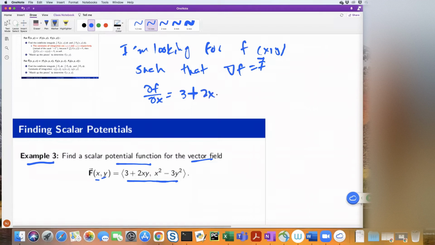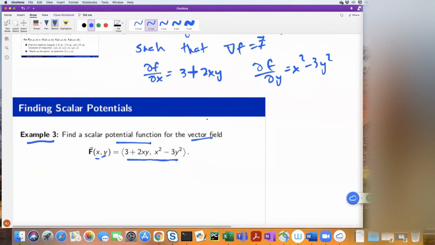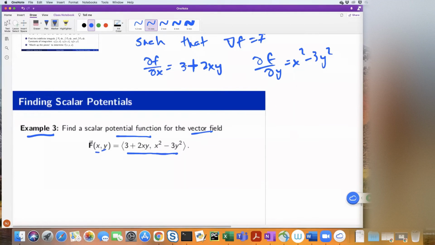3 plus 2xy, and the partial of f with respect to y is equal to x squared minus 3y squared. Everybody agrees on that? So your first basic instinct is, well, why don't you just take the antiderivative? Here the derivative with respect to x gives me this, so the antiderivative of that with respect to x should give me the function. And here the derivative with respect to y gives me this, but let's take the antiderivative, right?